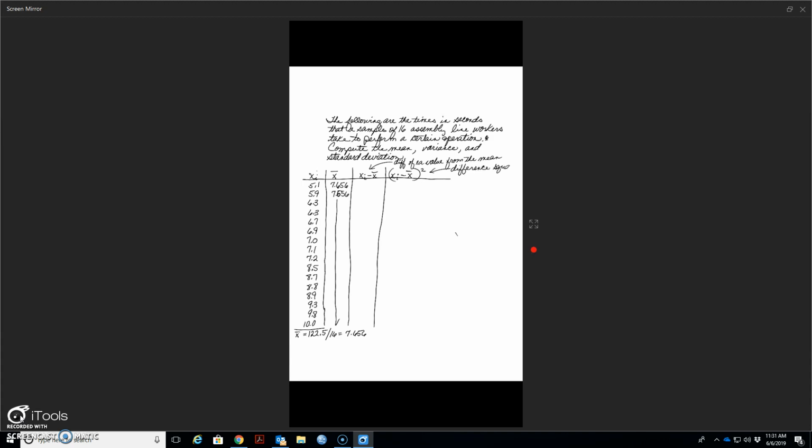And that gets rid of any negative numbers. So I take 5.1 and I subtract it from my mean of 7.656 to get a negative 2.556. And 5.9 minus 7.656 to get a negative 1.756. And I just keep going down, every number minus the mean.